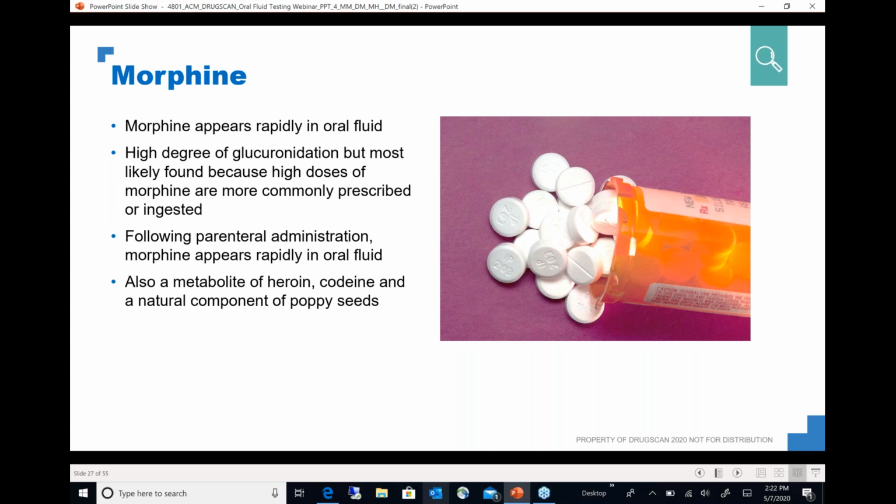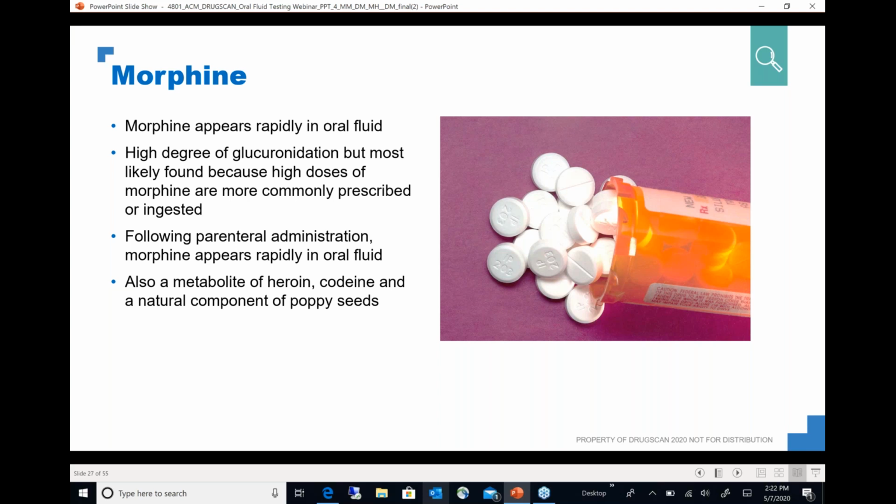Morphine will appear rapidly in oral fluid. Now, morphine has a very high degree of glucuronidation. Drugs that are highly glucuronidated, generally speaking, will not transfer very easily into the oral fluid. Patients on morphine, we typically see high levels of morphine in the oral fluid. We know now it's because of the dosing and not necessarily the fact that the high protein binding decreases the amount of drug. So that was an interesting piece of information that I identified during my research. So it's the dosing that affects the levels.